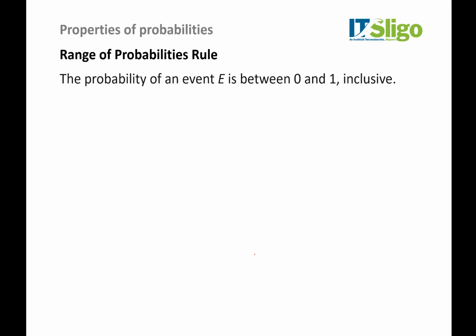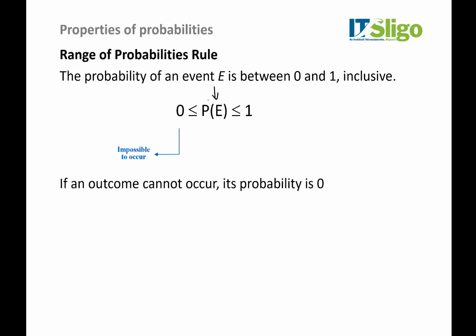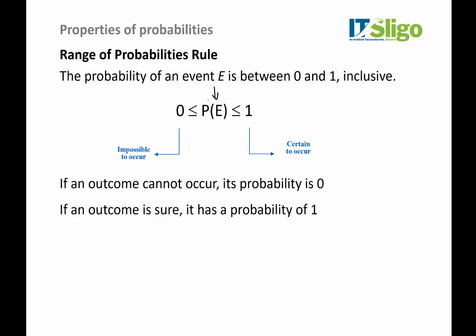So just to define it a little bit more formally, the probability of an event lies between 0 and 1. If an event cannot occur, its probability is 0. If an event is absolutely certain to occur, its probability is 1. If there's an even chance of something happening, then it's halfway along. It's got a probability of 0.5.